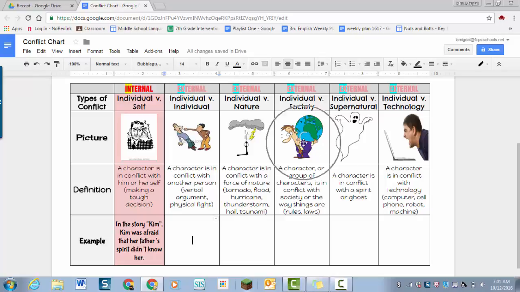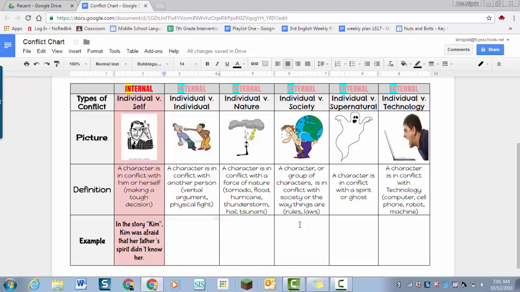All right, our fourth conflict is individual versus society. This is when a character or group of characters is in conflict with society or the way things are, rules and laws. Now, society can be one person against the government. It could be a big group against a small group. This is the little guy. Your society could be your group of friends. So it could be you against your friends. All your friends want to go to the movies and you want to go bowling. That's individual versus society, the big group against the little group.